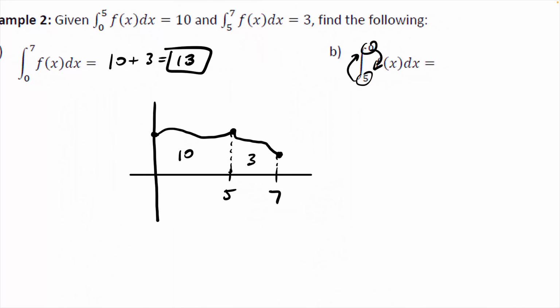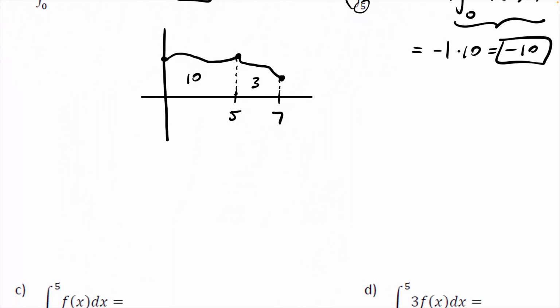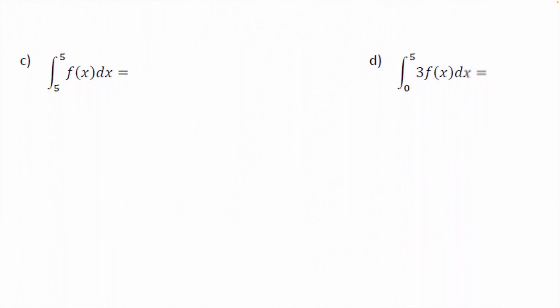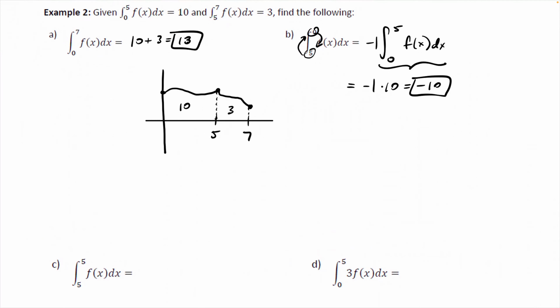The area from 0 to 5 is 10. So you get negative 10. Even though it's above the x-axis, it's negative 10 because the bounds were switched. The bounds needed to be switched. Okay. All right, so I want you to do C and D. Do C and D, based on the same picture, the same example number 2.